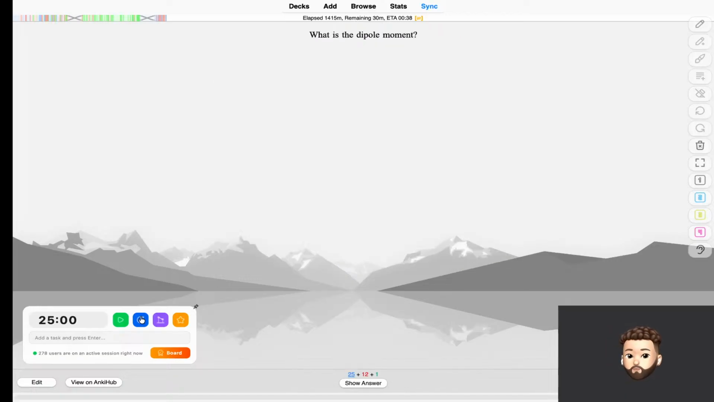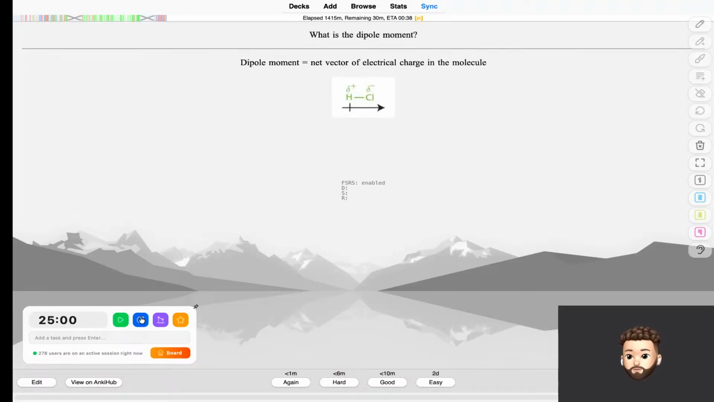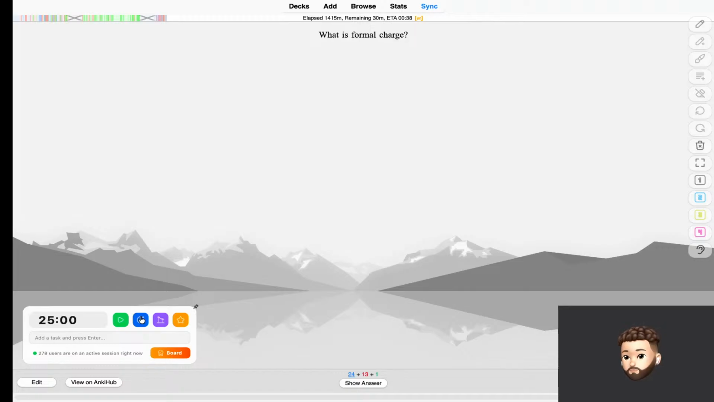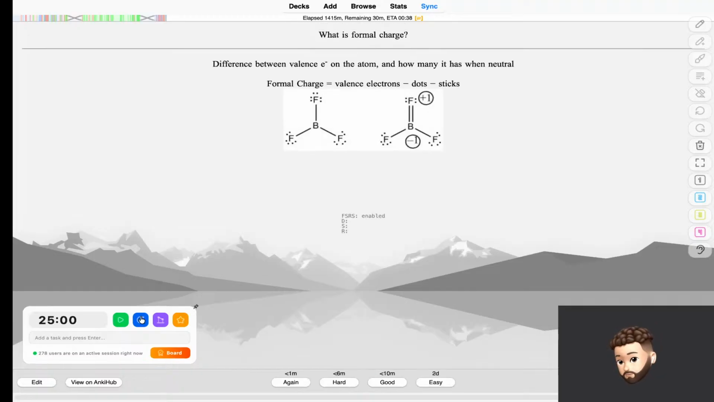What is the dipole moment? That's a great question. I think it's just a marker of polarity. I don't know. Net vector of electrical charge in the molecule, whatever that means. What is formal charge? I don't remember the formula for this. Difference between the valence electrons on an atom and how many it has when neutral.